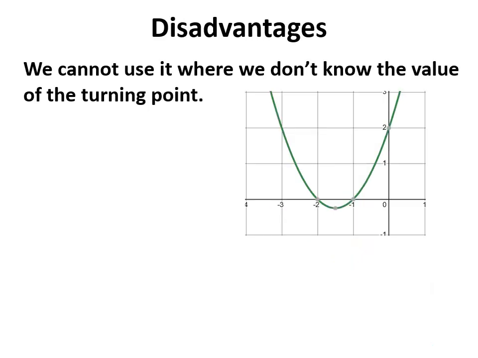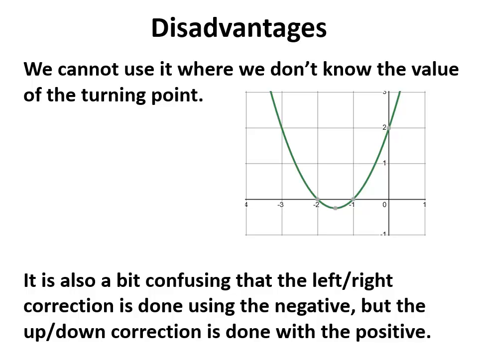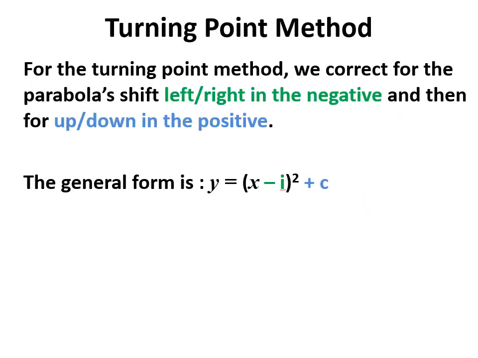On the downside, we can't do it when we don't know the value of the turning point and we only have the intercepts. So in this case we would have to use the intercept method. And also it's confusing that the left-right correction is done in the negative, but the up-down correction is done with the positive, which sometimes confuses students. Nonetheless, it's relatively straightforward. We have a general form, y equals x minus the left-right shift, in the negative, squared, plus the up-down shift in the positive.